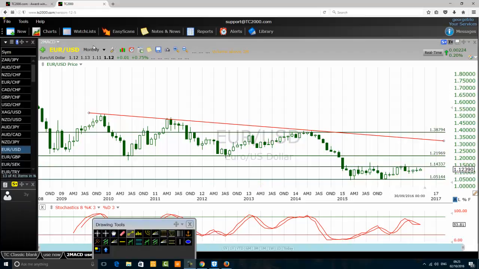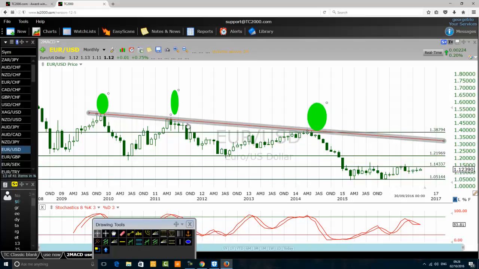If you look at this monthly euro chart, you can see the price. From this, we have this trend line by drawing, connecting this point and this point. The price has acknowledged that resistance here, the bearish trend line here.